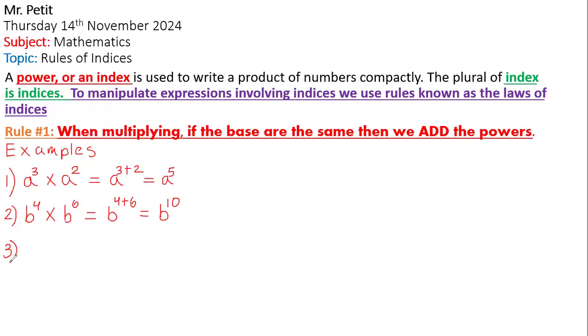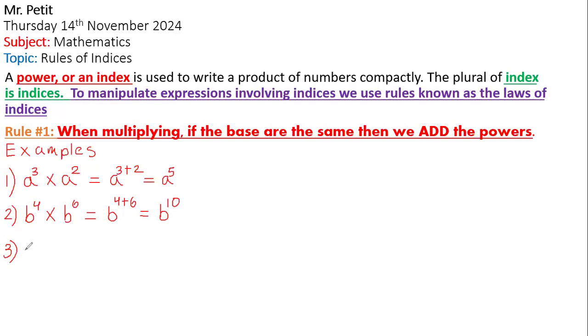Number 3. These are with letters, right? These are the same base. The base in this question for part 1 is what? The base is a. The exponents are 3 and 2. So if the bases are the same, you can add the powers, right? In this case, it's going to be 3 plus 2, which is 5. In the other case, it's going to be 4 plus 6, which is 10.